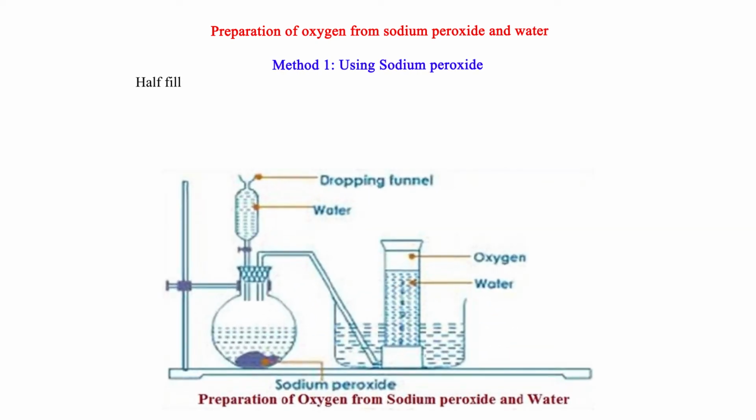Preparation of oxygen from sodium peroxide and water. Method 1, using sodium peroxide. Half fill a trough/basin with tap water. Add 4 drops of phenolphthalein indicator.